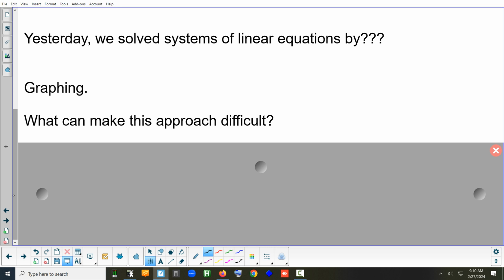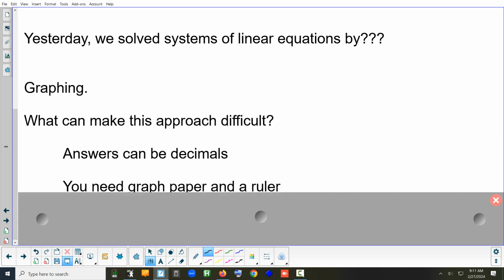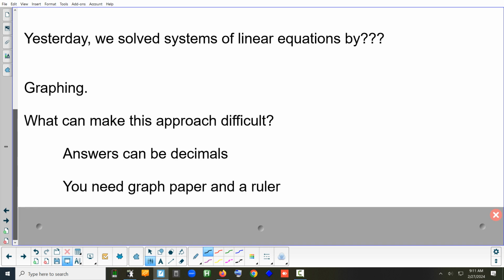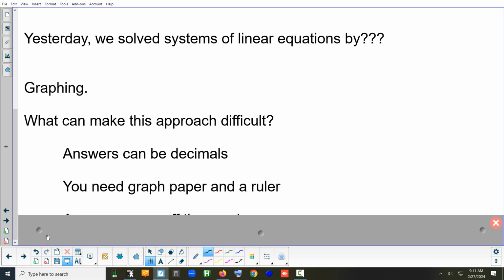And what about when you're trying to figure out where the lines cross? What could happen? It could like not exactly be on the point. Right, it could not exactly be on a nice point. So now it's really hard to find the answer. And there are some problems that have decimal answers. That's very hard to tell graphing by hand. Okay. So answers can be decimals. You need a piece of graph paper, and you need something straight.